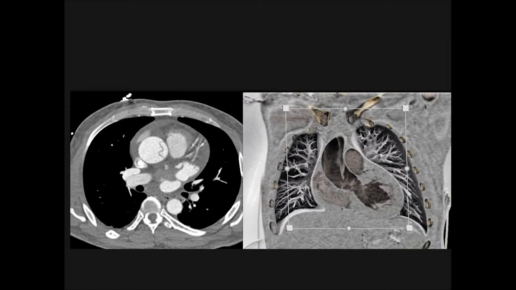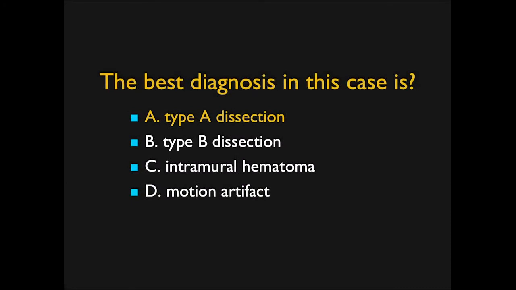We are doing cinematic rendering with this black blood approach, and look how nicely you see the flap within the lumen. This is just a beautiful example of a type A dissection. Just a really good case. Obviously, it's not a motion artifact. It's not an intramural hematoma. And type B dissections begin just past the left subclavian artery.